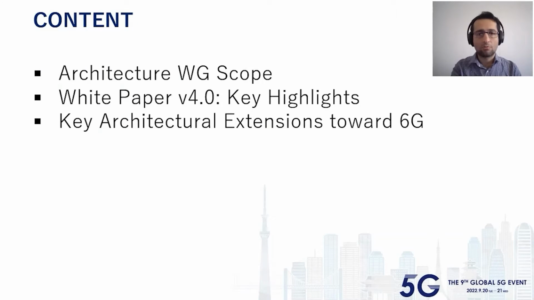Let's start. So the content of the presentation, first of all, we will have a look at the Architecture Working Group scope. It will be followed by the white paper version 4.0 and the key highlights of the white paper. And in the last part, we will look at the architectural extensions toward 6G and some further steps on top of the work that we have done already in the fourth version of the white paper.